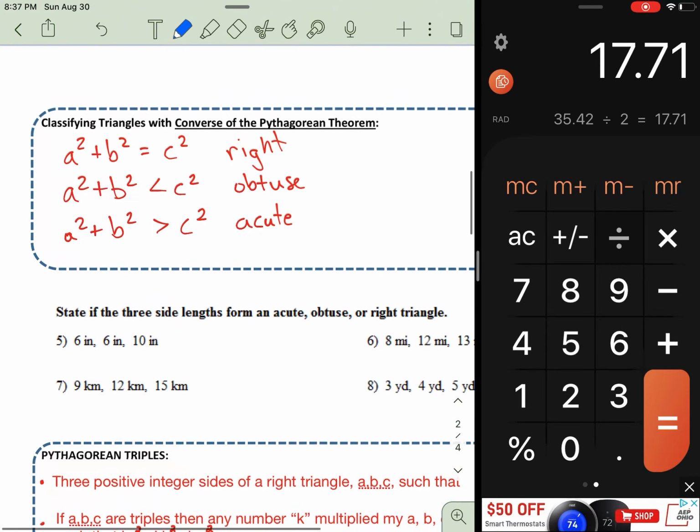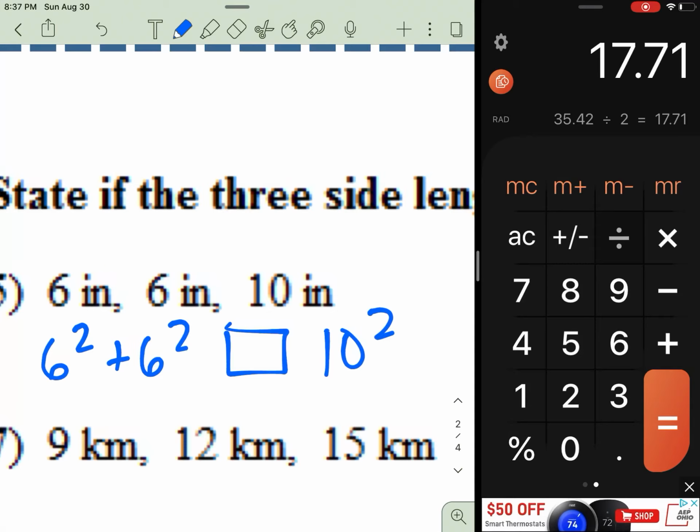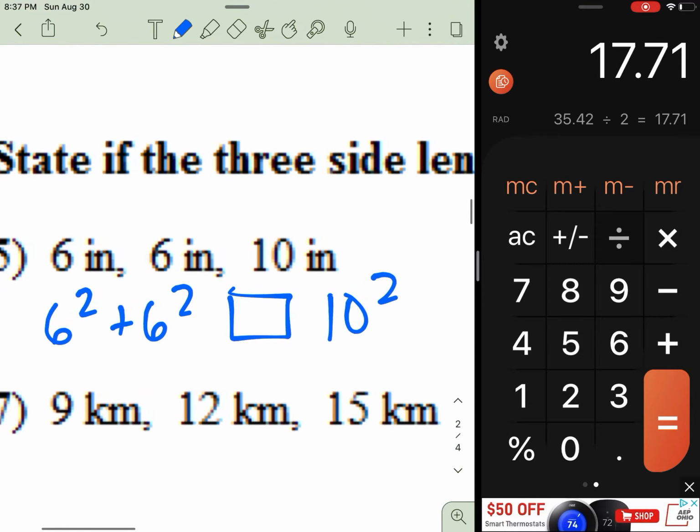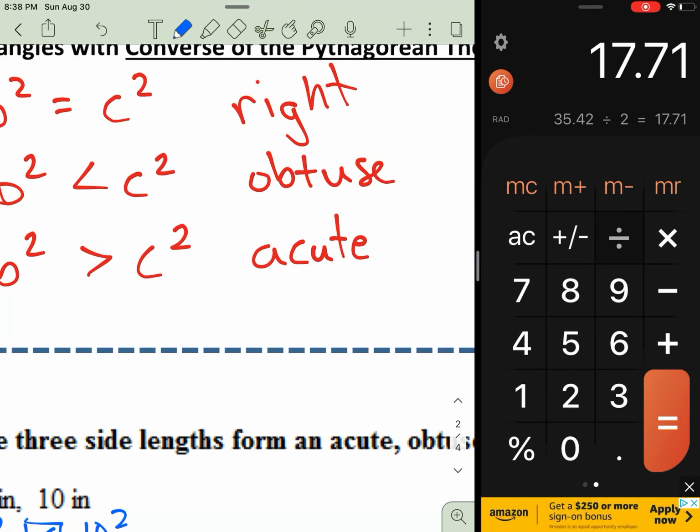We have 3 side lengths, and it says state if the 3 side lengths form an acute, obtuse, or right triangle. Well, 6 squared plus 6 squared is, I'm going to put a box there because I don't know if it's equal, less than, or greater than 10 squared. So 6 squared and 6 squared is 36 plus 36, which is 72. 10 times 10 is 100. So 72 is less than 100. If it's less than, the hypotenuse is bigger, that is obtuse.